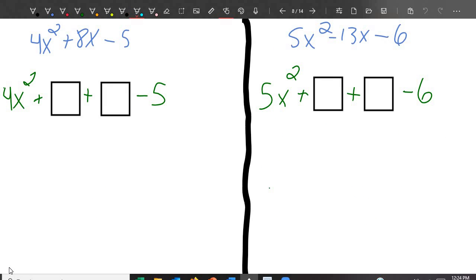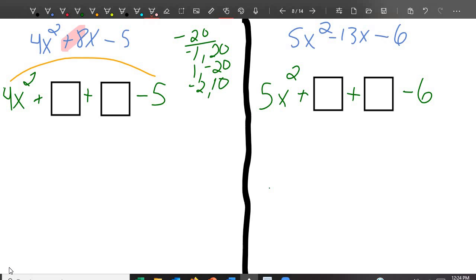Alright, here's another one doing the box method. We multiply the 4 and the negative 5 together. It gives me negative 20. And I'm going to list all the factors of negative 20 and hopefully find a pair that equals positive 8. I just found a pair that equals positive 8. So I'm going to put those in the parentheses: negative 2x, positive 10x.